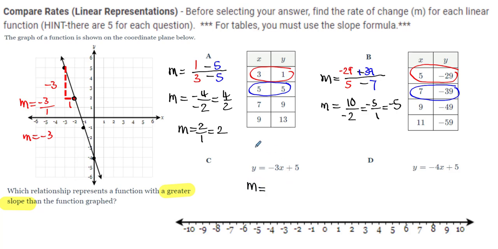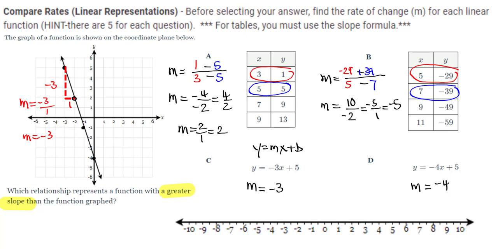C, the slope, is just simply, again, remember, it's y equals mx plus b. So whatever the value is right in front of the x, that's your slope. So we've got a negative 3 there. And then this one over here, we have a slope of negative 4. And we're going to put those on the number line.